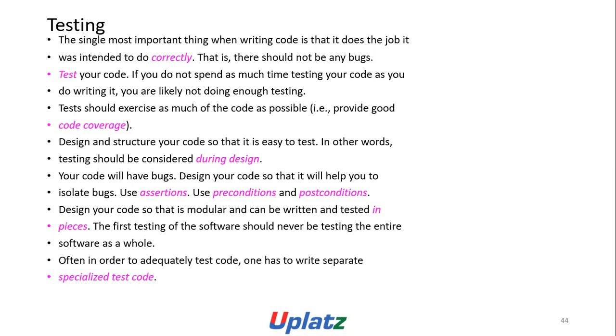Your code will have bugs. Design your code so that it will help you to isolate bugs. Use assertions, use preconditions and postconditions. Design your code so that it's modular and can be written and tested in pieces. The first testing of the software should never be testing the entire software as a whole. Often, in order to adequately test code, one has to write separate specialized test code.